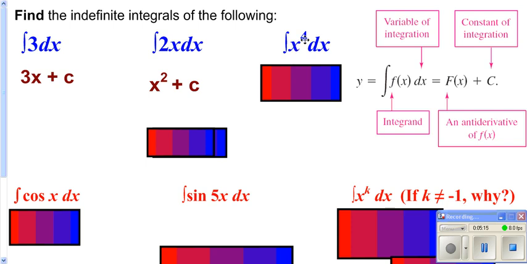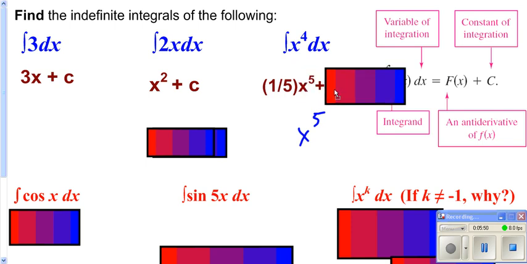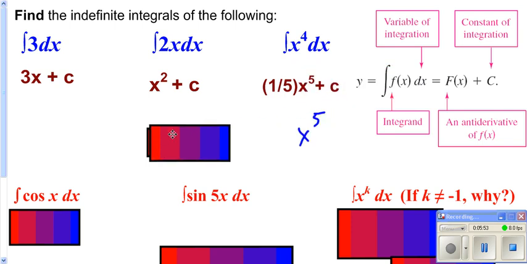x to the fourth. Well, you know you have to increase your exponent by 1, because with derivatives you decrease your exponent by 1. Integration is the reverse process, so you increase your exponent by 1, which gives you an exponent of 5. You then have to think, what would I need in front to undo that power of 5 when I take the derivative? If I took the derivative of x to the fifth, that would put a 5 down in front. I don't have a 5 in front here, so you'd have to have a 1/5 in front to undo that, still with your plus c.